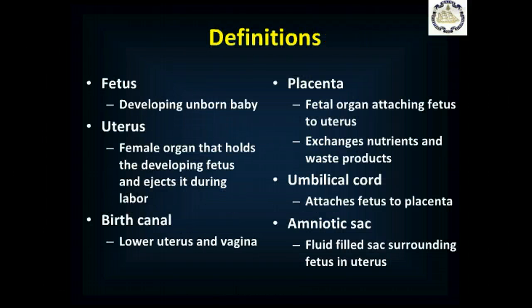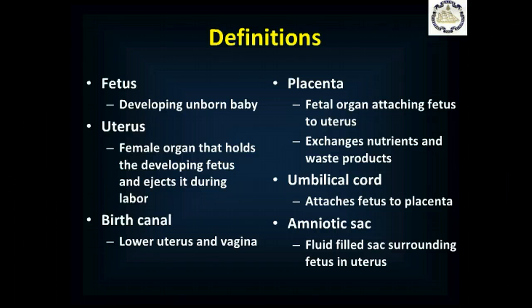We'll start with some definitions so that you're able to speak clearly and correctly about what you're doing when you're delivering a baby. So a fetus is a developing unborn baby, and the uterus is the organ in a female that holds the developing fetus. It's very muscular, and it's designed to eject the fetus during labor. The birth canal is the lower part of the uterus and the vagina that the fetus passes through as it's born and becomes a baby.